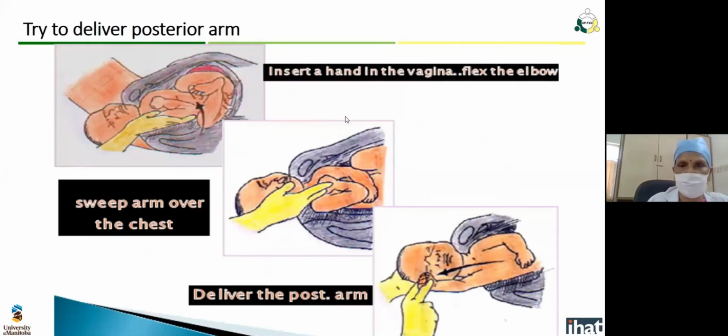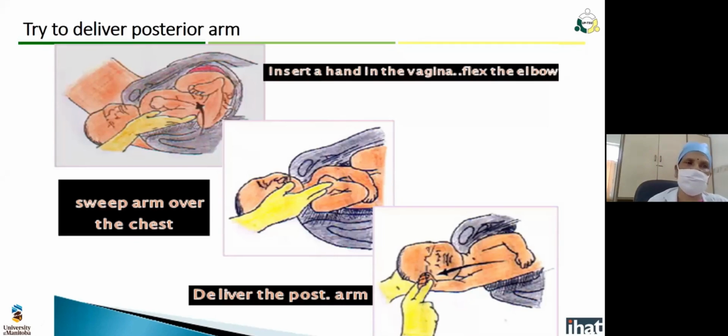This picture is showing how to deliver the posterior arm. Put your hand in the sacral hollow, go up to the posterior shoulder and try to bring down this posterior arm. By holding the arm, you bring it down, sweep it over the chest and deliver the posterior arm. When that posterior arm is delivered, then of course the diameter will be decreased. You can deliver it by traction, and the anterior arm will be delivered.